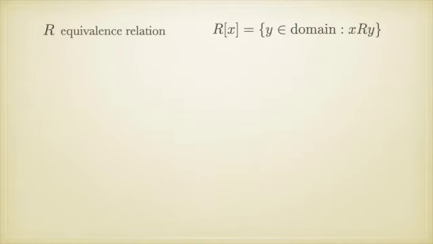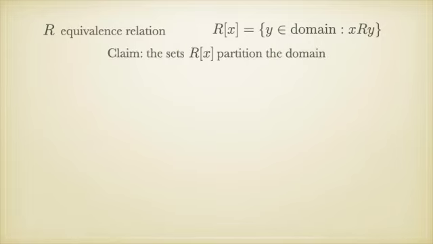If R is an equivalence relation, then we let R of x be the set of elements which are related to x. We claim that the sets R of x partition the domain. That is, every element is in at least one set and only one set. We've already discussed why each element is in at least one set. Next, show that if two sets share an element, then the sets are the same.